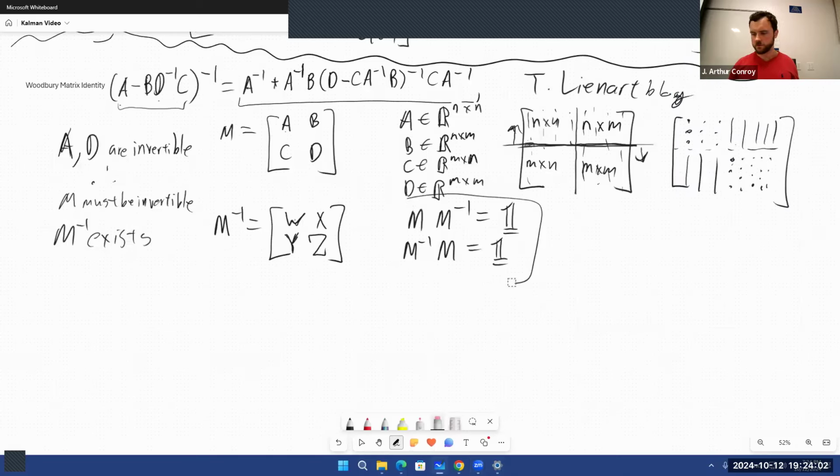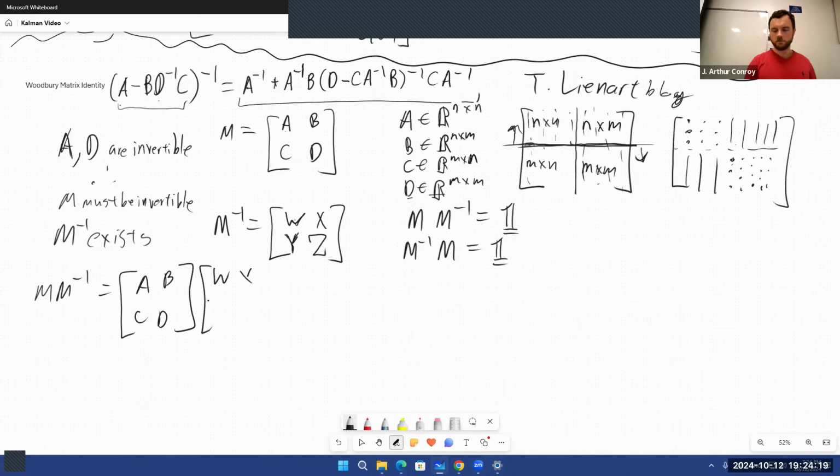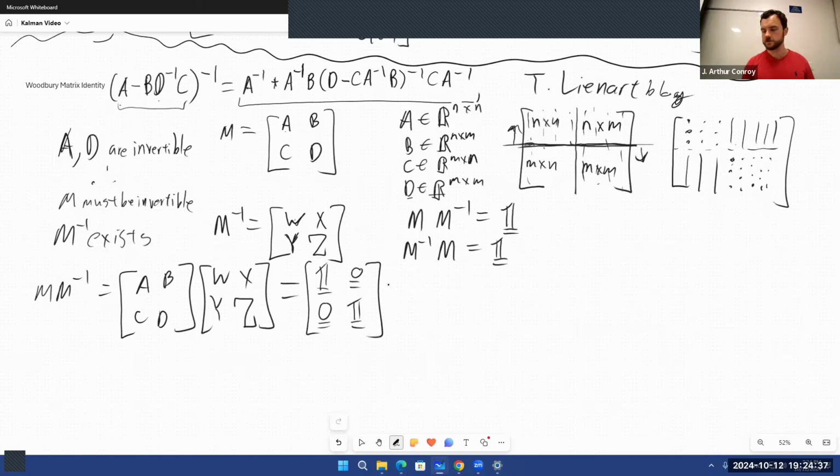Cool. I'll erase this line in here. So M times M inverse is equal to this times this. Follow the basic rules of matrix multiplication in block form. And it's going to end up being a smaller identity matrix, a 0 matrix, an identity matrix, right? Because an identity matrix is just a set of ones stacked along the diagonal. So we can break it into smaller identities whose dimensions are going to be n by n and m by m. All right. So we'll have AW plus BY.